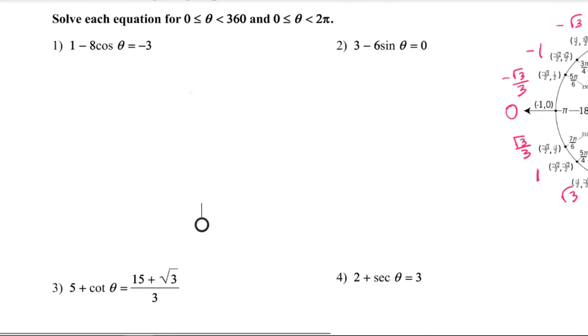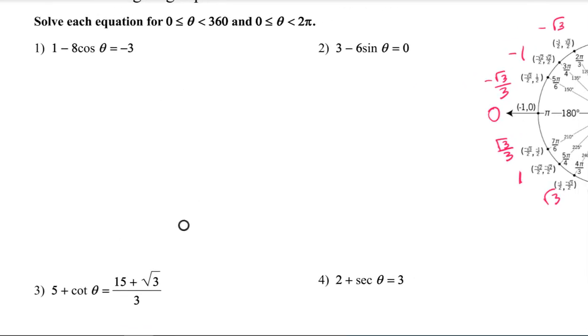When you're looking at these, the first thing we want to do is look at our directions. And in our directions, we're being told to solve the equation between 0 and 360. So 0 would be included, but 360 would not. Same thing here for 0 to 2 pi. 0 would be included, but 2 pi would not. So be paying very close attention to your directions.